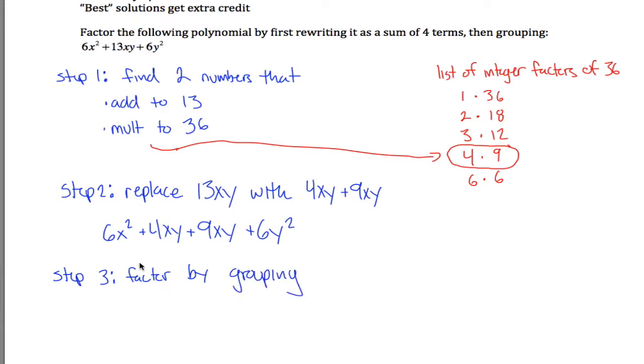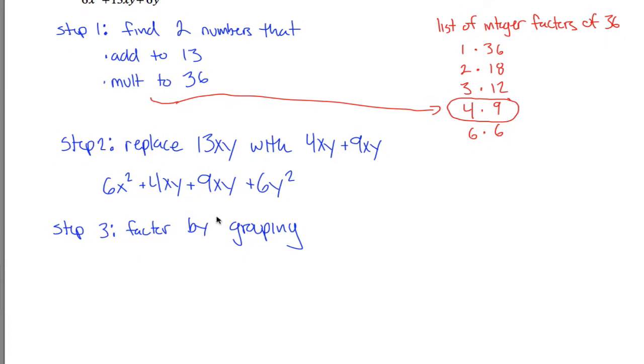When you're factoring by grouping, instead of looking at this as a sum of 4 terms, just take the first 2: 6x squared plus 4xy. Look for a greatest common factor between these 2 terms. If I focus on the coefficients, 2 is the greatest common factor between 6 and 4. Then I have x squared here and x here, so I have at least x to the first power in both. I don't have any y's over here, so my greatest common factor is just 2x. If I pull a 2x out of 6x squared, I'm left with 3x. And if I pull a 2x out of 4xy, I'm left with 2y.